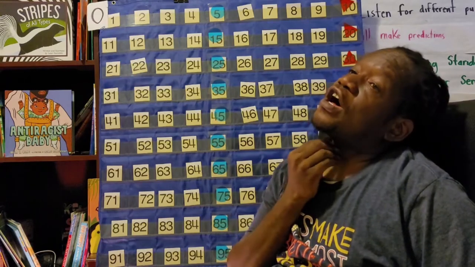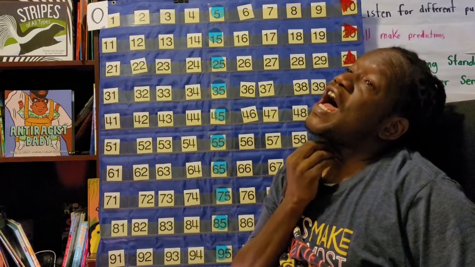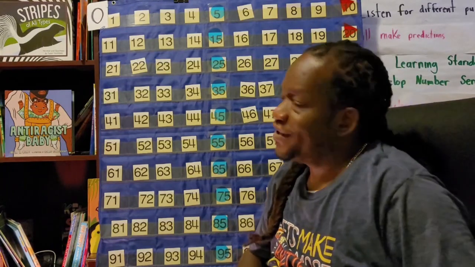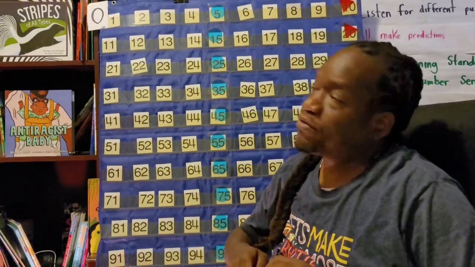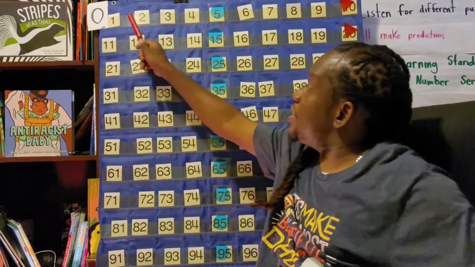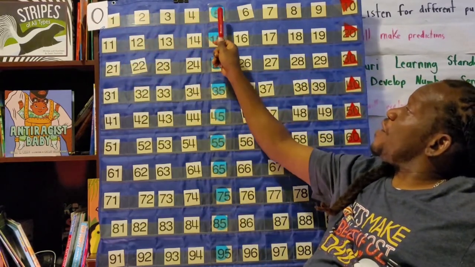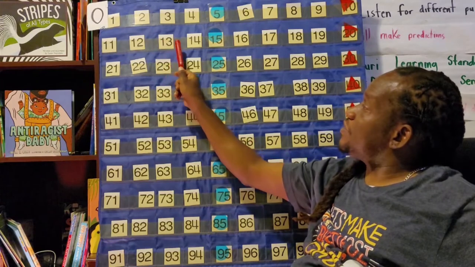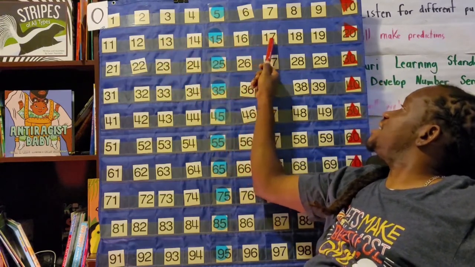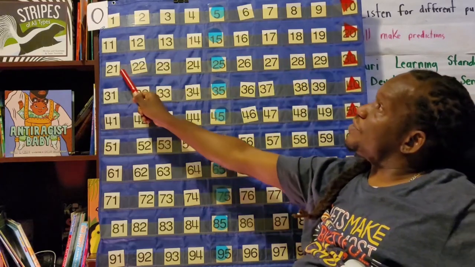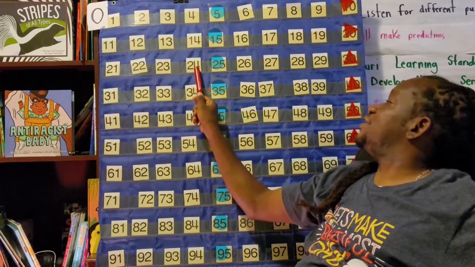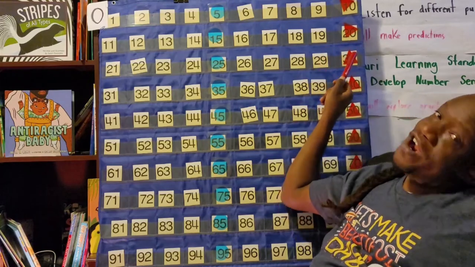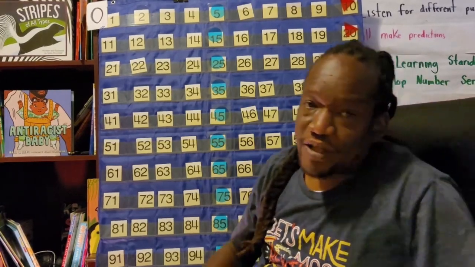Warm up your voices first. La, la, la, la, la, la. All right, you ready? When we're on the number chart, we're going to start counting with zero. Let's go. Zero, one, two, three, four, five, slow down, six, 7, 8, 9, 10, 11, 12, 13, 14, 15, 16, 17, 18, 19, 20, 21, 22, 23, 24, 25, 26, 27, 28, 29, 30. Woo, you all are getting so good at counting.